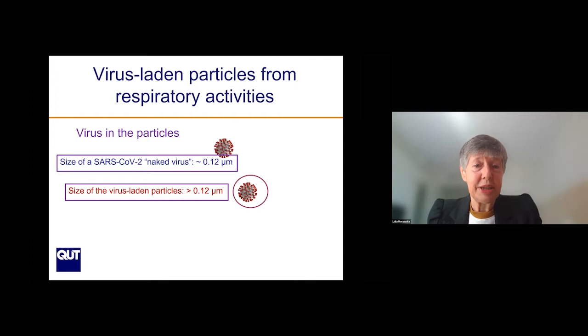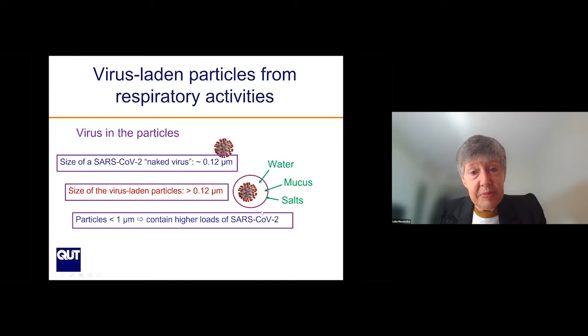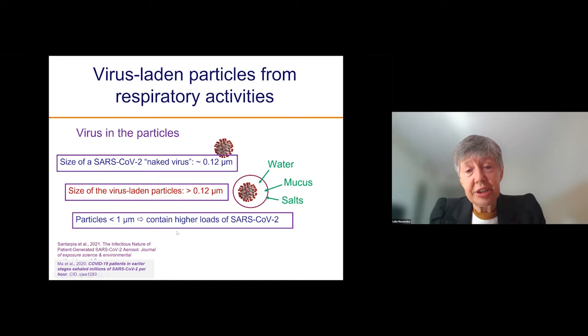Because particles, when they are formed, aerosolized, or formed in any other of these processes, contain water, mucus, salts, and so on, they are bigger. How much bigger? Well, it's been demonstrated that particles smaller than 1 micrometer in general contain higher loads of SARS-CoV-2. Not that individual particles contain such a high load, but because the vast majority are in this size range, that's where the highest load is.